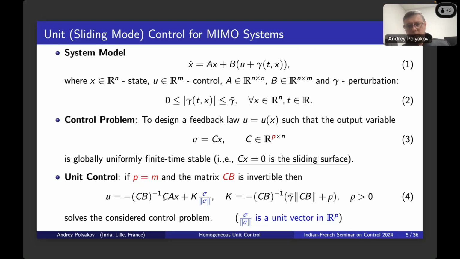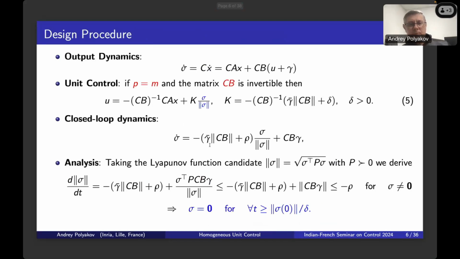Why does it work? Let's try to understand, because next there was some specific selection of parameters. This is in fact a scalar parameter K, and some strange linear term here. I just want to note also why it is called unit control: it is just because of this term. This term ensures the sliding mode; it is a discontinuous term. It's a division of the vector sigma by its norm. So the norm of this vector is 1. It's a unit vector. That is why this is a unit control. Why does this control solve the problem of uniform finite time stabilization of the output sigma?